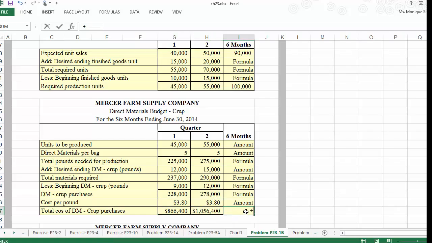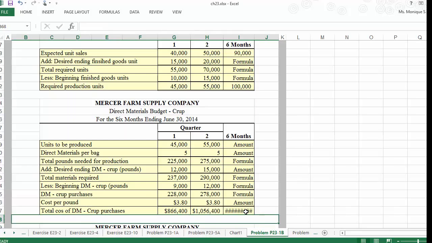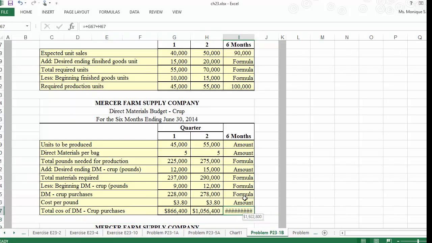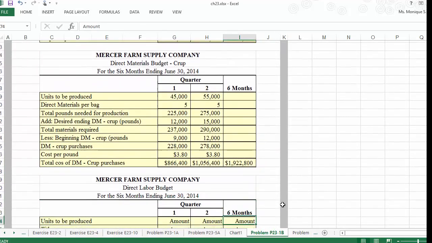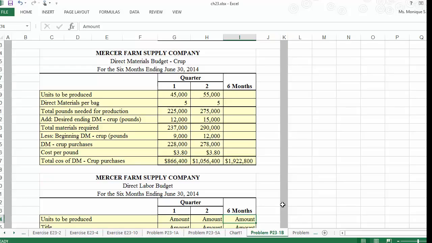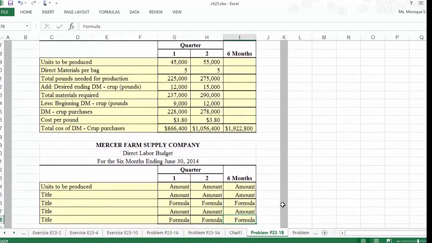And then the grand total would be 866,000 plus the 1,056,400. And of course, I can't see it, so I'm going to double click to make it big enough. And I get 1,922,800, and we don't need this other information. And this is our total. So that's our direct material for the crop. It said not to prepare the direct materials budget for the dirt since it was already done for us.